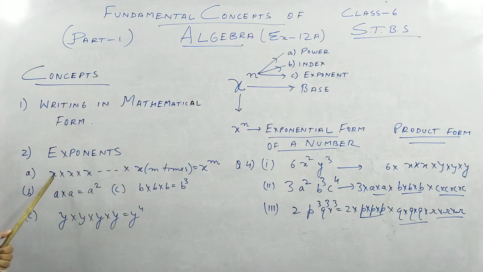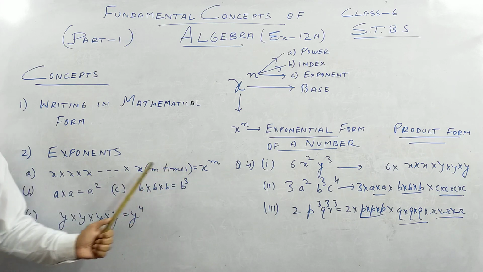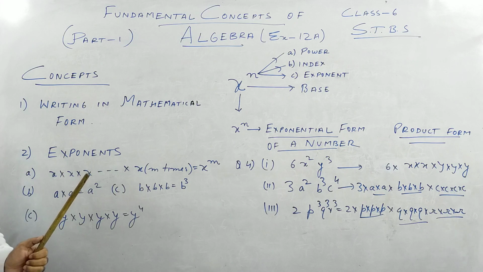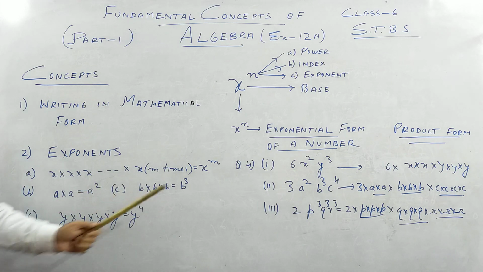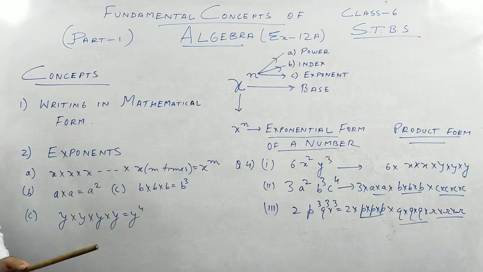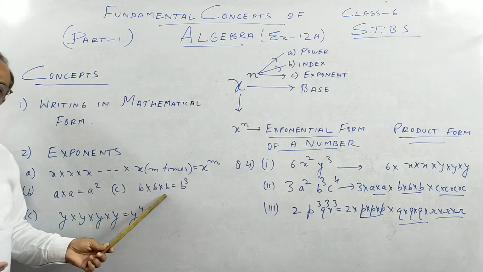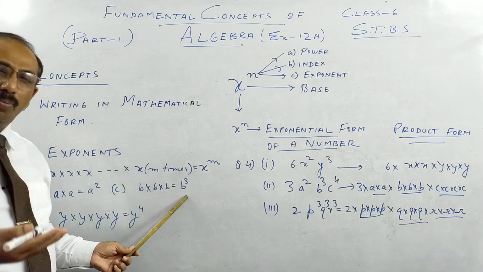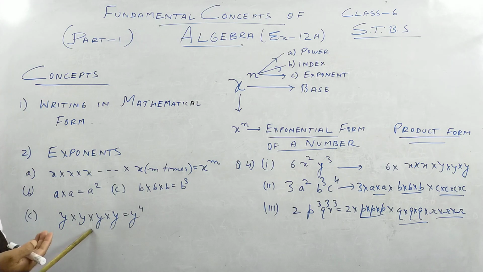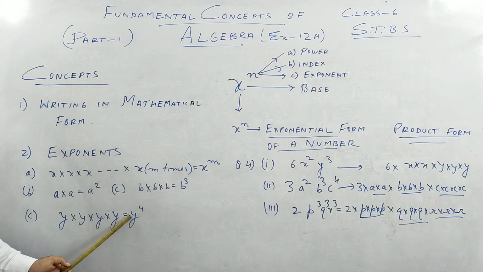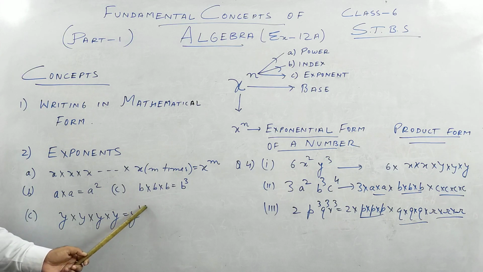Okay, so like here, see, x to the power m means x is multiplied m number of times. Maybe it is a little difficult for you, you are in class 6. So when we do this chapter, your understanding will be better. So a into a is called a square or a squared. b multiplied with itself 3 times is called b cube, or b cubed. Y multiplied with itself 4 times is called y to the power 4.